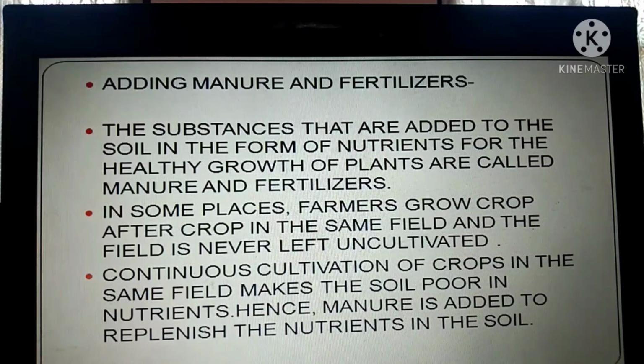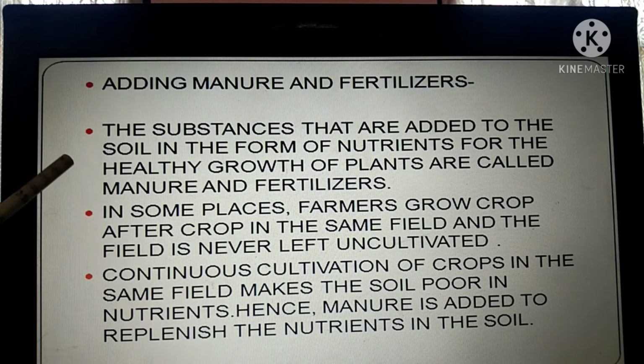Okay, so we move on. Yes, so I hope the methods of sowing are clear to you. So next we move on to the third process in agricultural practice. The first process was preparation of the soil. That is clear. Second process was sowing, that we have completed. So now we come to the third process, that is adding manure and fertilizers.